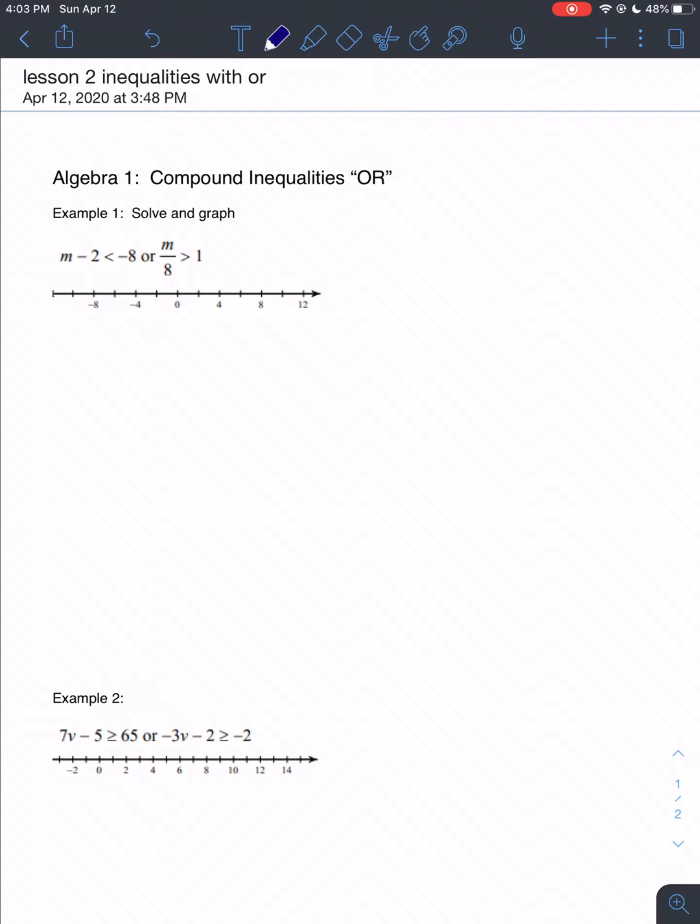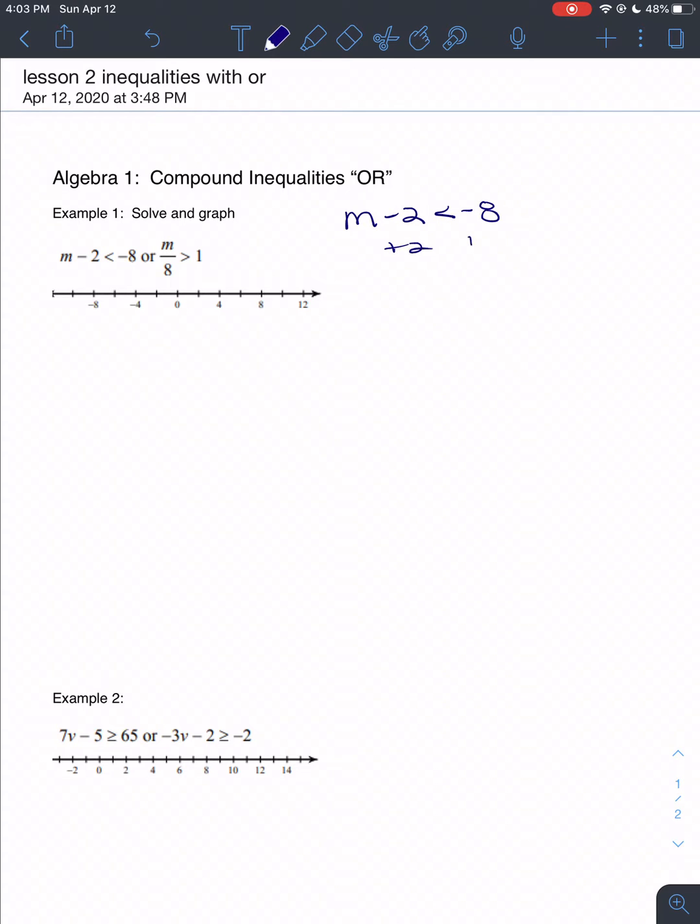We're on Lesson 2 of Compound Inequalities. Now we're going to deal with an OR statement. With an AND statement, the number line was together. With an OR, it's going to be two broken parts, two parts on the number line. You'll see. Okay, we're going to start with m minus 2 is less than negative 8.